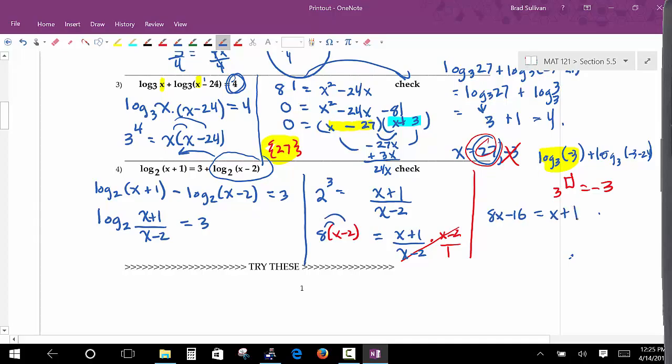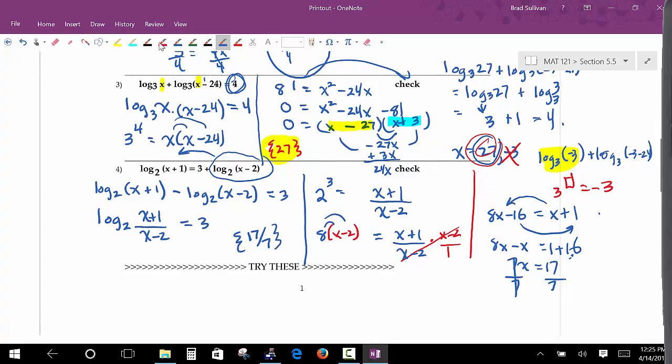Solve the equation. You can rearrange in your head like we've been doing all semester. So we just move the 16, so you would have 8x minus x equals 1 plus 16. So that's 7x equals 17. And divide by 7. And then that should be the answer of this problem. So I'm just going to write that as the final answer, 17 over 7. I'll talk about the checking on this too.